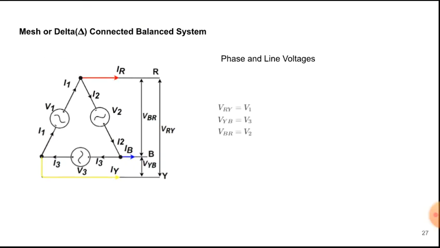Next, for a meshed or delta connected balanced system, the phase and the line voltage are equal. So VRY is equal to V1, V3, V2. These are equal. V1 is the phase voltage. VR is also a phase voltage. These are not magnitudes. These are vectors, not scalar quantities, and their magnitudes should also be equal.